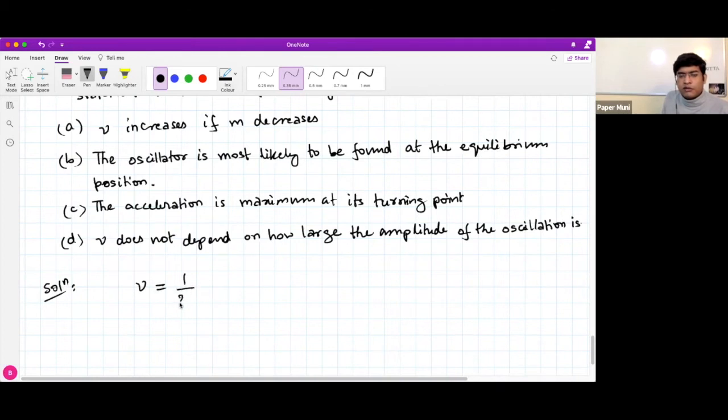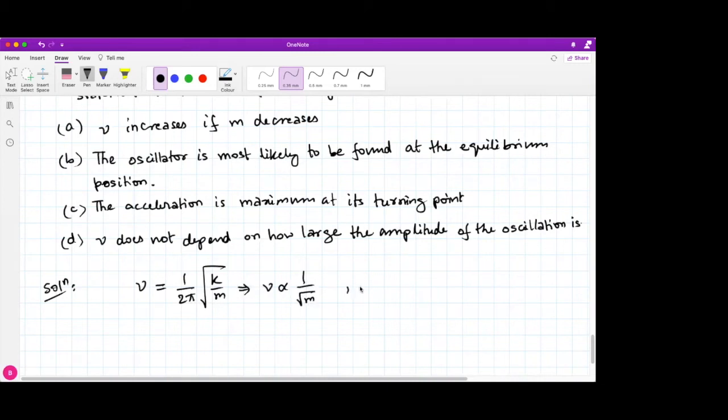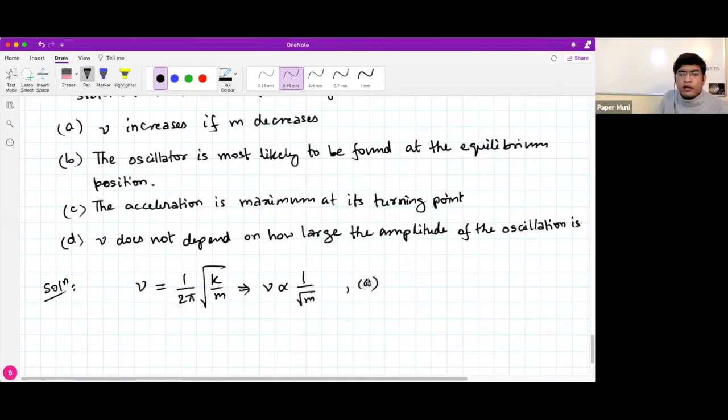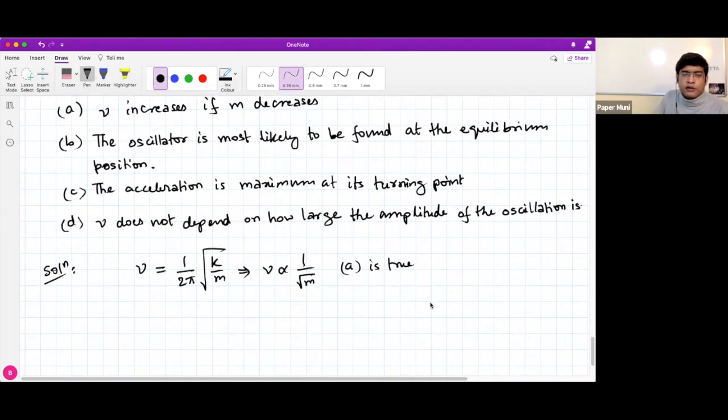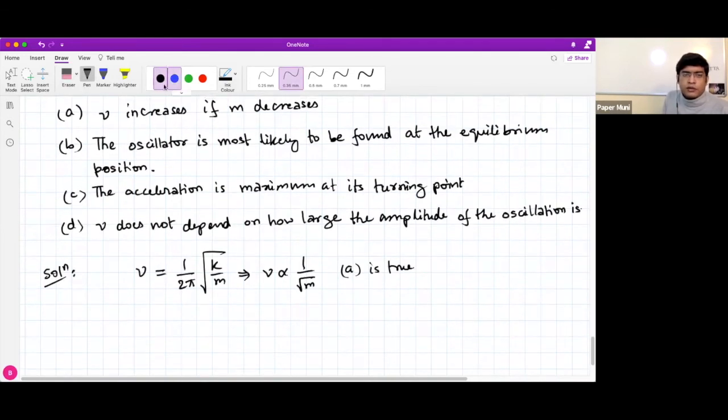Now, if you write down nu, this is given by 1 by 2 pi root k by m. So this gives you that nu is inversely proportional to root m. So we can write A is what? We want not true. Okay, we want not true. All right. So that means this A is true. A is true, where that means the option should not match. Okay, and then we have this thing. This is A option.